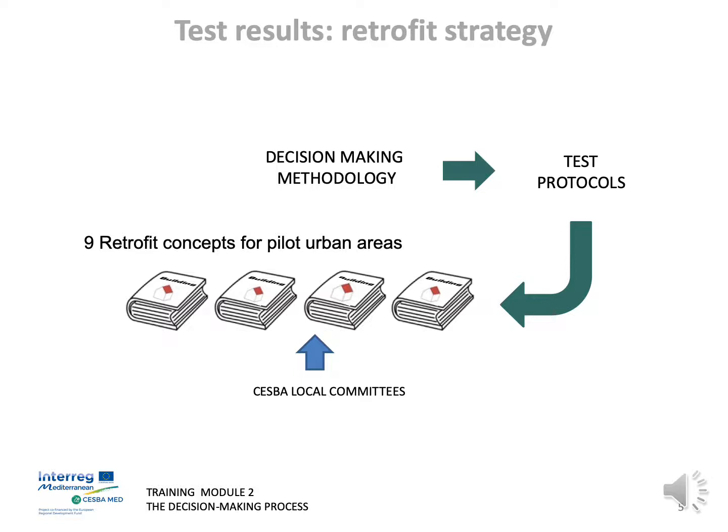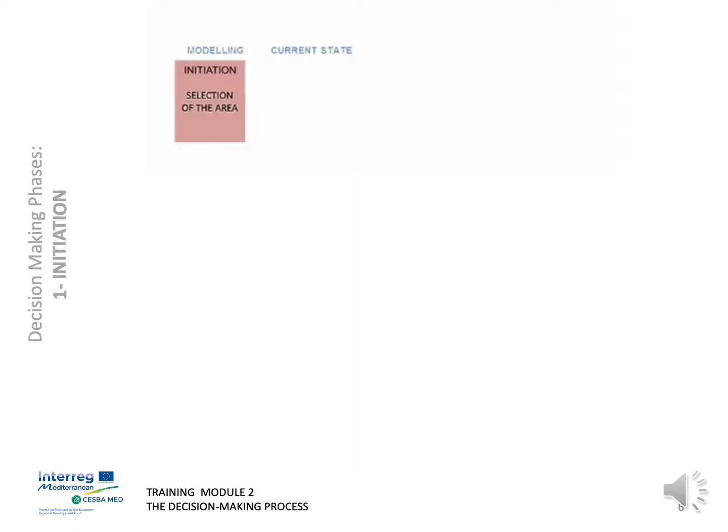Test results form a fundamental part of the retrofit strategy. In fact, the decision-making methodology makes use of test protocols in order to generate 9 retrofit concepts for pilot urban areas, with the support of CESBA local committees. In the following slides, we will be going through the different phases of the decision-making process. We'll start with the initiation, particularly the selection of the area under consideration.